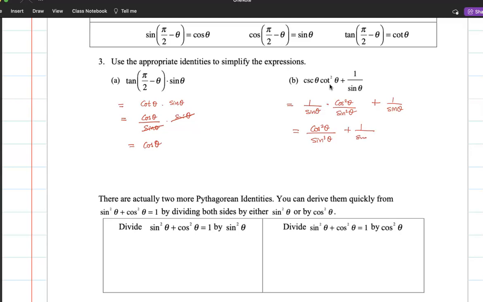If you take the LCM, you multiply this by sine squared theta. Then you add: cos square theta plus sine squared theta upon sine cube theta. And what is cos square theta plus sine square theta? It is the first identity you learn in trigonometry: 1. So the answer is 1 over sine cube theta. Simple actually, but convert everything into sine and cos and everything will fall in place.